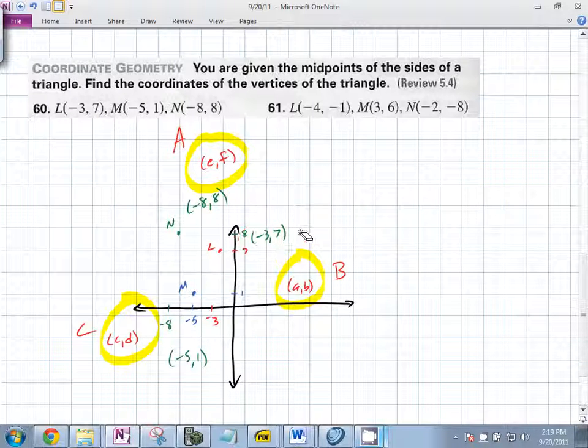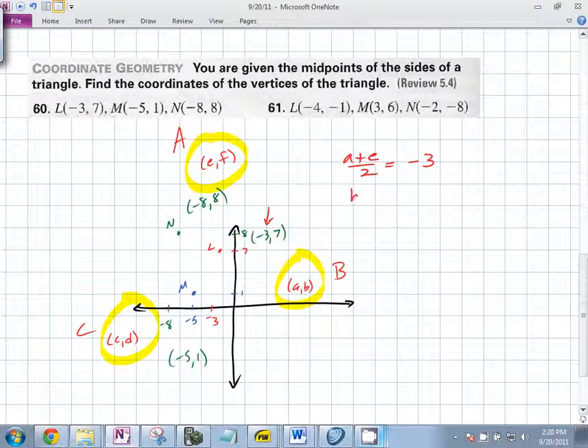What's the midpoint of AB? L. What's the midpoint of CB? M. And what's the midpoint of AC? N. Exactly. So this coordinate right here, see the -3 right there? -3 has to be the average of what and what? So A plus E over 2 has to be what?